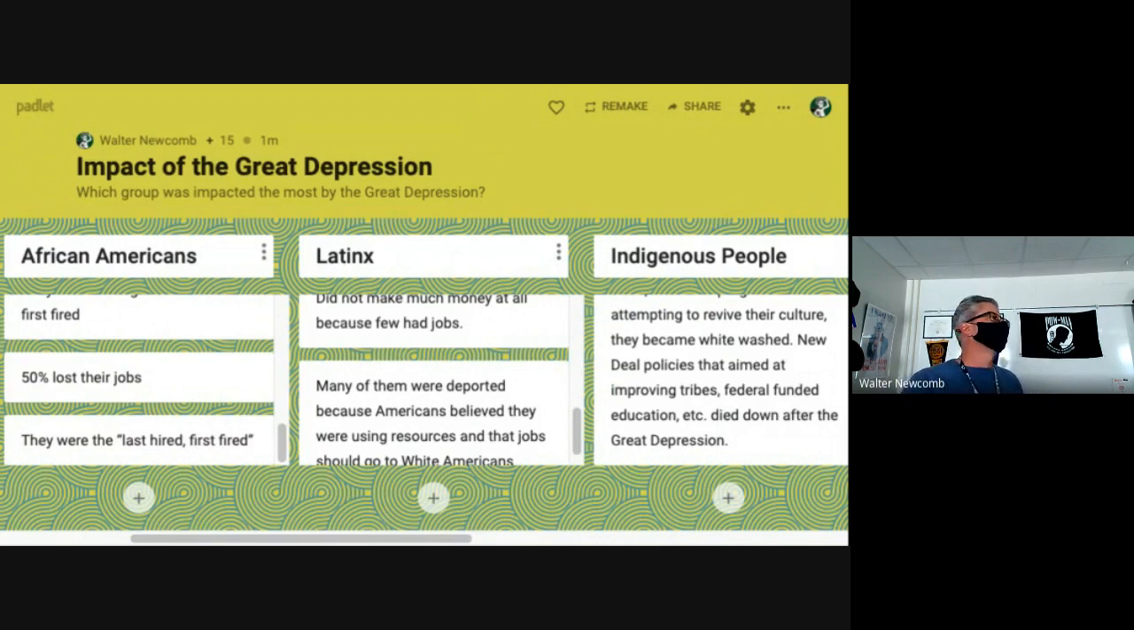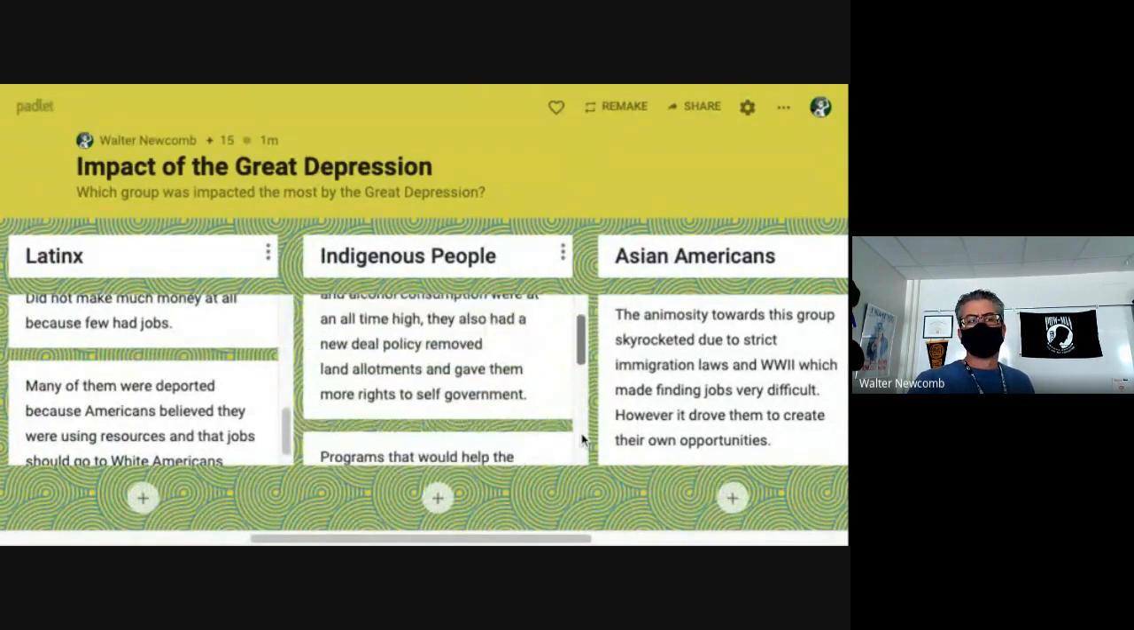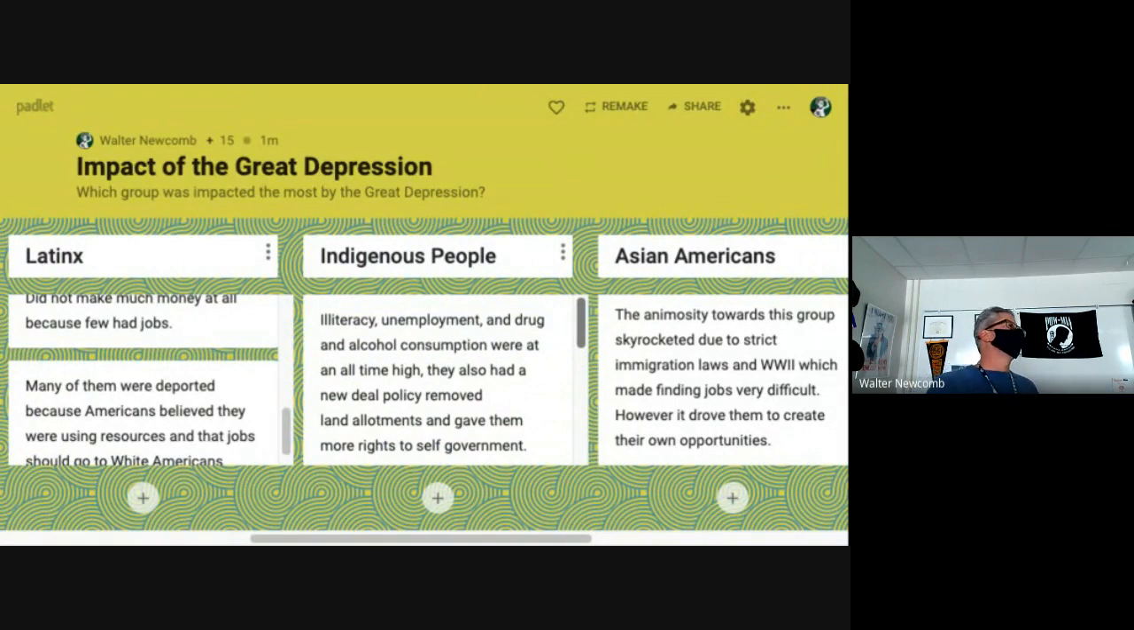But in many cases, minorities seem to always be the first ones to be fired, and especially in the Great Depression, with Latinx being deported in order to free up jobs, and African Americans being fired to free up jobs. Indigenous people is an interesting one, in that you have a group of individuals who are not necessarily being brought into American society in general. You have reservation systems. It's not until 1924 that indigenous people actually become citizens of the United States.